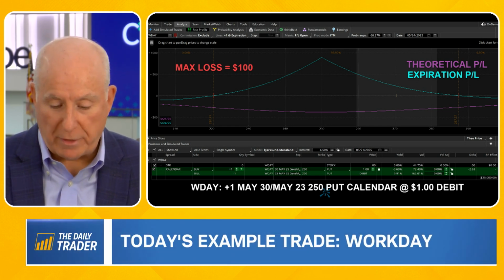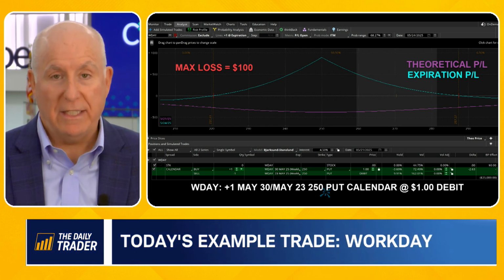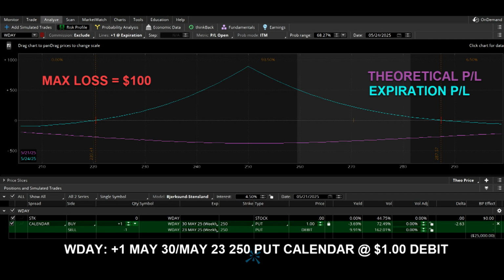We put that in at about $1. It's trading right at around $1 right now. So this spread targets that $250 strike, right in line with the one standard deviation move. The risk on this trade is the debit paid. All it can do is go to zero. If it goes towards that strike, you have a chance for a pretty nice expiration, and you've got a fair amount of theta as the May 23rd expires tomorrow. So really a one-day trade in Workday, looking for a downside move on a stock that has rallied.